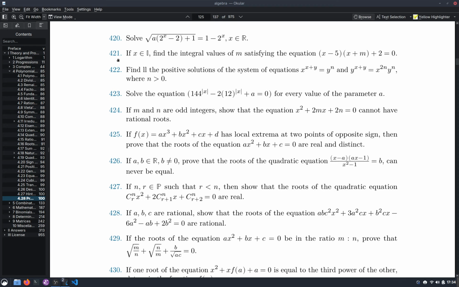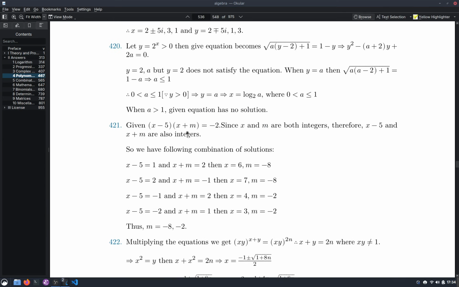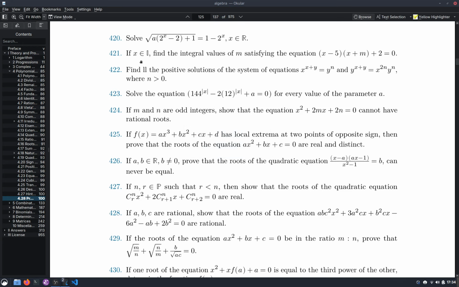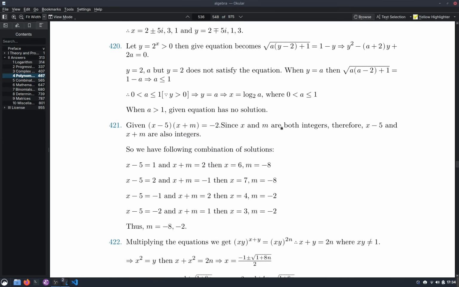So question 421 says that if x is in the set of integers, find the integral values of m satisfying the equation (x minus 5)(x plus m) plus 2 is equal to 0. So x and m are both integers because we have let x is in the set of integers. So both integers, therefore x minus 5 and x plus m will also be integers. So our given equation is (x minus 5)(x plus m) is equal to minus 2.